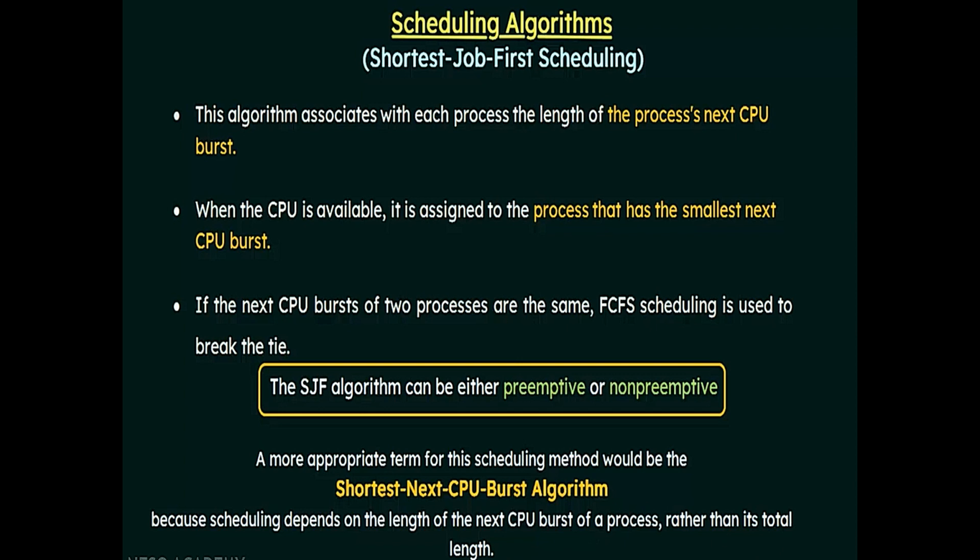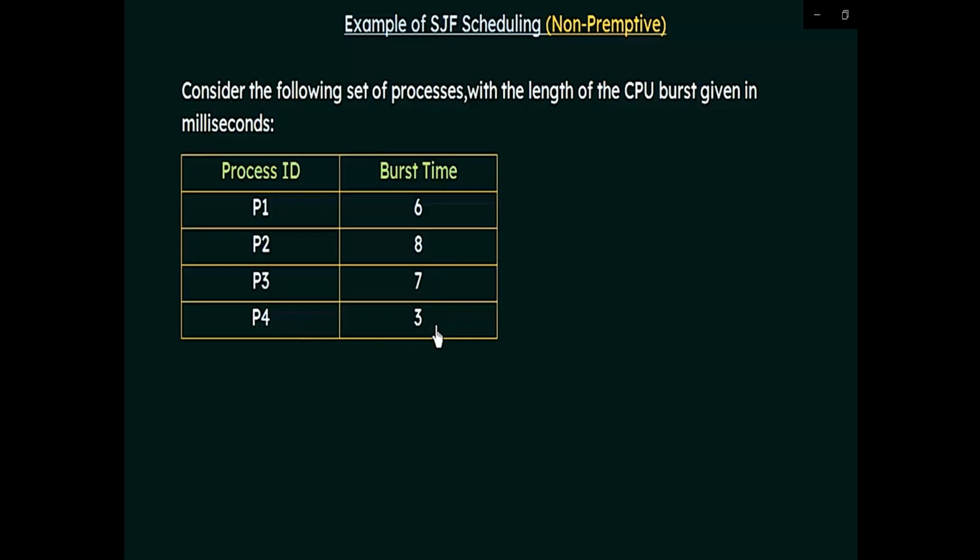The more appropriate term for the shortest job first scheduling algorithm is the shortest next CPU burst algorithm. Why? Because the scheduling depends on the length of the next CPU burst time of a process rather than its total length, right? Let's take an example of non-preemptive. In the next lecture we will discuss a preemptive example.